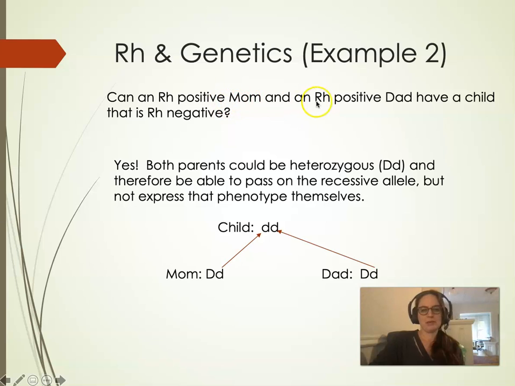Okay, Rh positive mom and Rh positive dad have a child that is Rh negative. This is the same question as, let's say a mother with Huntington's and a father with Huntington's have offspring without Huntington's. And the answer is yes, if they're both heterozygous, right? So we do that Punnett square for two heterozygous people, and we're always going to end up with a square with the recessive alleles in it.